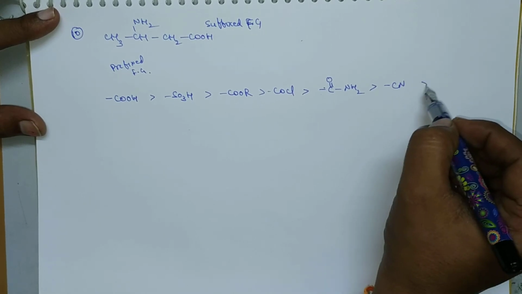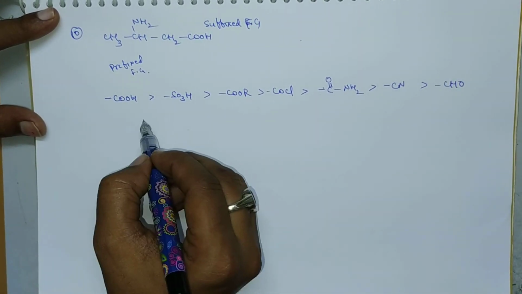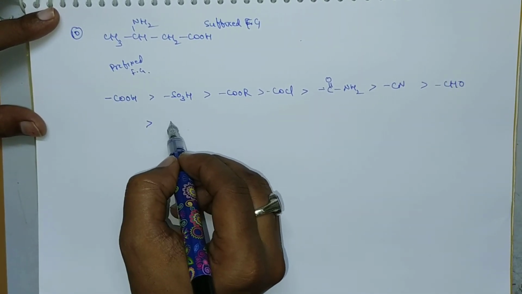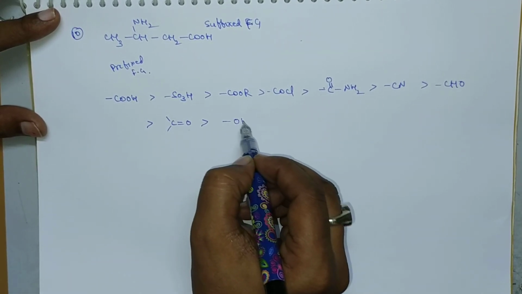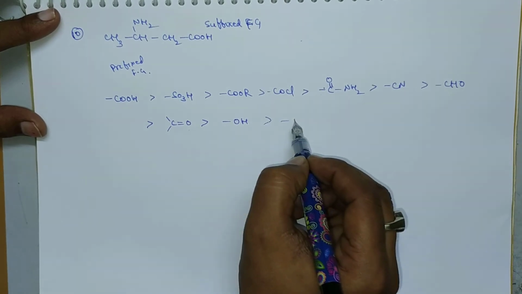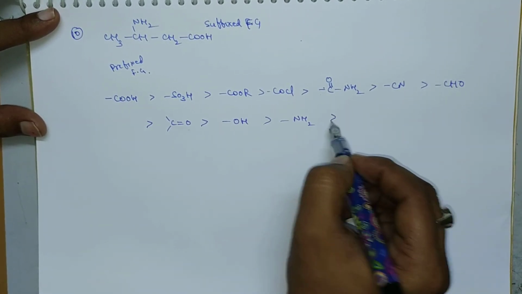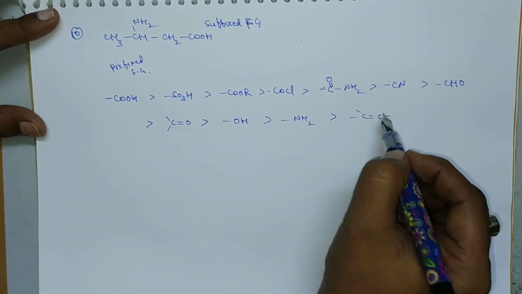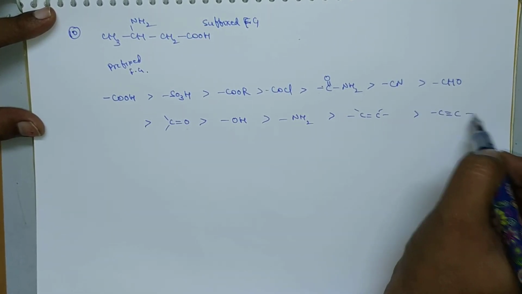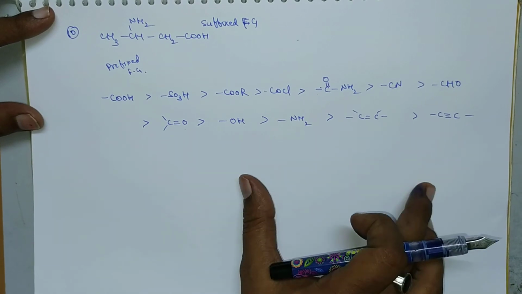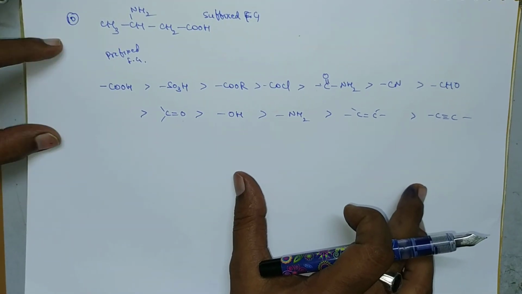meaning CN, and then CHO, and then the keto group, C double bond O, and then the OH group, and then the NH2 group, C double bond C, and then C triple bond C. So like this, we have to follow this order. The functional group priority should be given in this order.